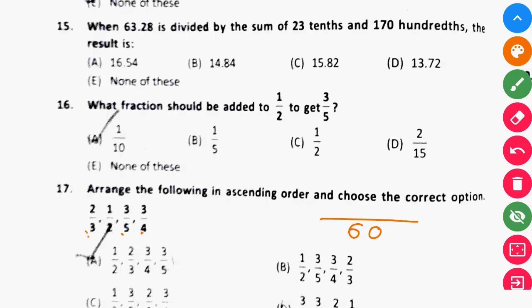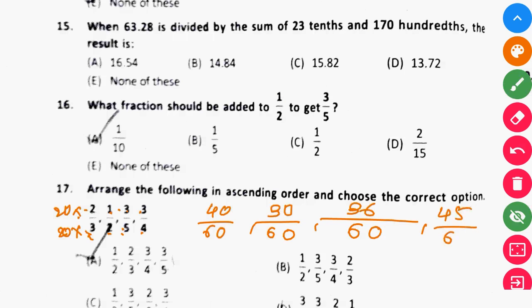Now for this 3 to become 60, we multiply by 20, so numerator with 20 and denominator with 20. So 2 by 3 becomes 40 upon 60. This 1 by 2 becomes 30 upon 60. This 3 by 5 becomes, you have to multiply here with 12, so 36 upon 60. And this 3 by 4 becomes 15 fours are 60, so 15 threes are 45 upon 60.